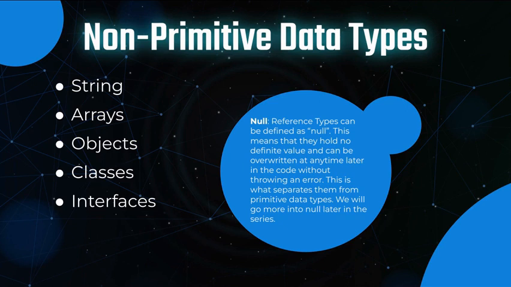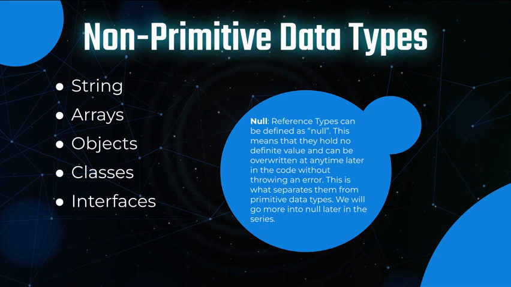If you remember earlier, I mentioned we would come back to this term of null. The only things that can be defined as null are reference types. This means that they hold no definite value and can be overwritten at any time later in the code without throwing an error. That's a key point here: if you use primitive data, it has to be given a value at the start of the code. Otherwise, you're going to have an error later saying that there is no value assigned to this variable.